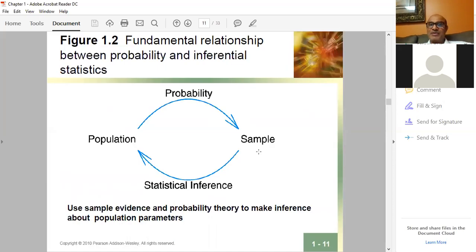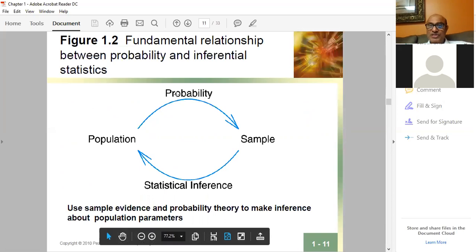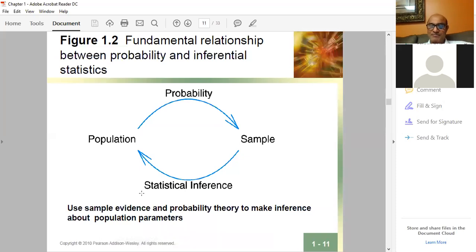And then after, you can see the fundamental relationship between probability and inferential statistics. Using probability, you can go from population to samples, and using statistical inference, you can go from sample to population. So use sample evidence and probability theory to make inference about the population parameters.